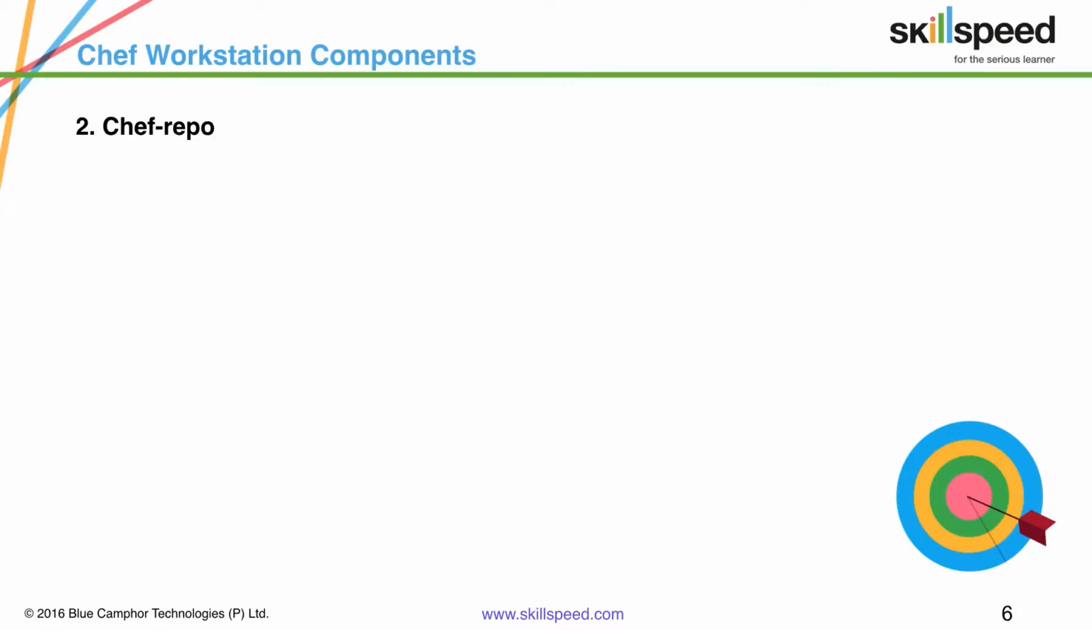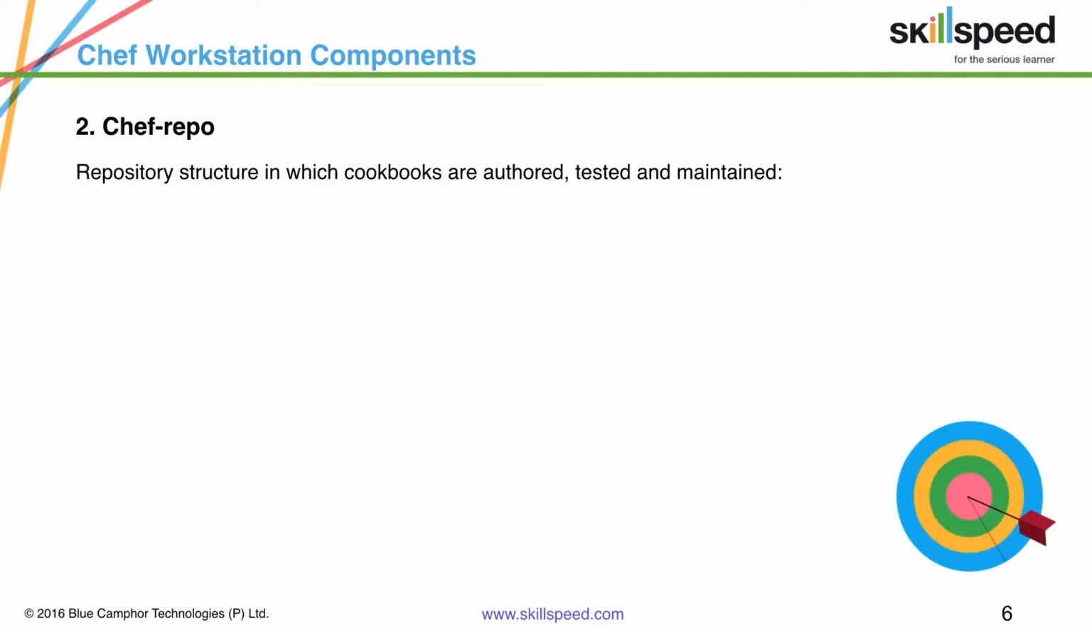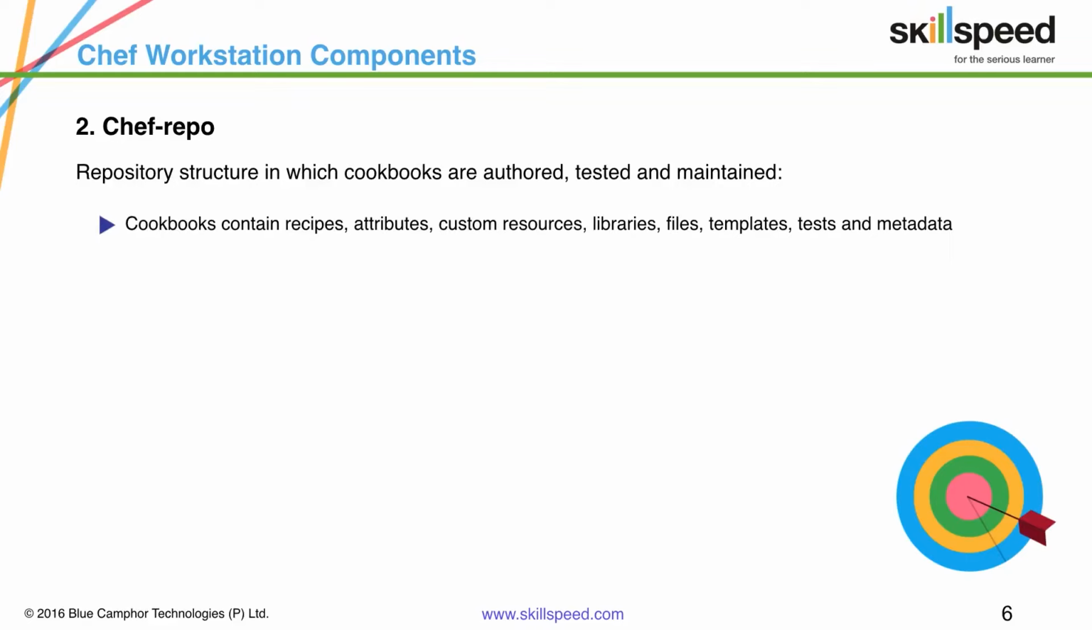The second component is Chef Repo, the short form for Chef Repository. It is a repository structure in which cookbooks are authored, tested, and maintained. So you have cookbooks, roles, recipes, your user.pem files, and a lot of other things inside this Chef repository. This is the master repository which contains all the data about your Chef ecosystem, which is there on your workstation as a Chef developer.